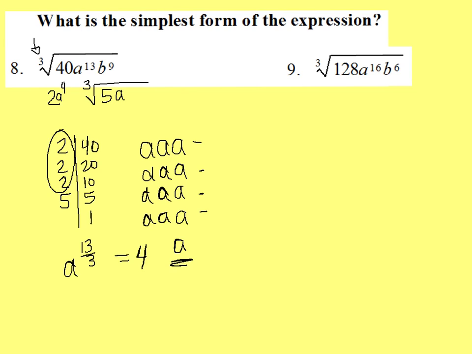Now I have B to the 9th. And again, I need groups of 3. So I'm just going to divide 9 by 3, and that gives me B to the 3rd. So B to the 3rd comes out, and there's no B's left over. 3 goes into 9 evenly, and there's none left. So here's my final answer. I'm going to shorten that radical, and I'll box this up.